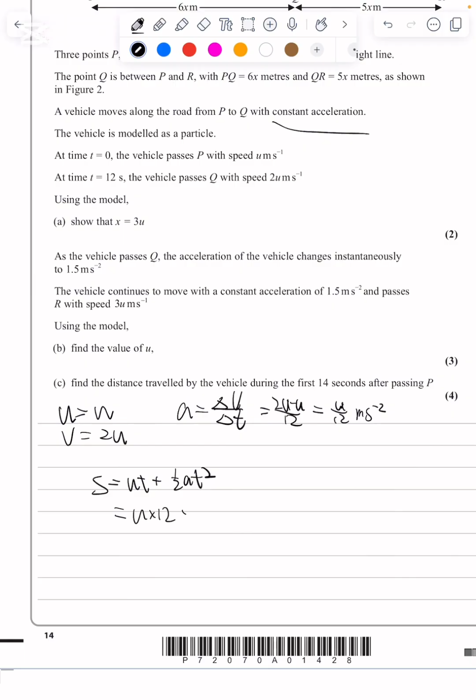u times 12 plus 1/2 of this times 12 squared, and this is 6 right here. So it's 12 cancelled out 6, so that's 18u equals 6x. So x equals 3u. Okay, done.